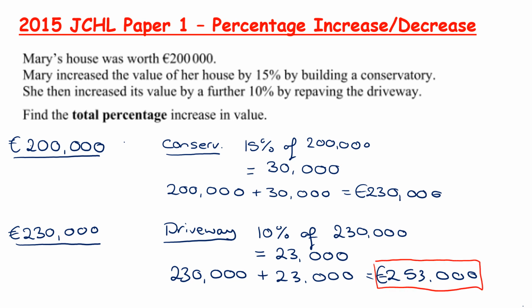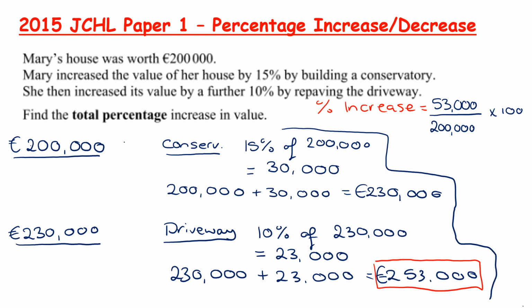But they didn't ask for that. They've asked for the total percentage increase in value. So the percentage increase is going to be the increase, which is from 200,000 to 253,000. It's going to be 53,000 over the original price of the house, which is 200,000. And then to make it a percentage, we multiply by 100. And that gives us 26.5%.